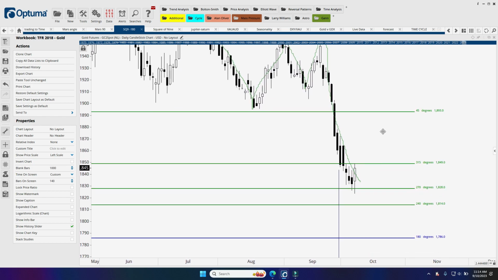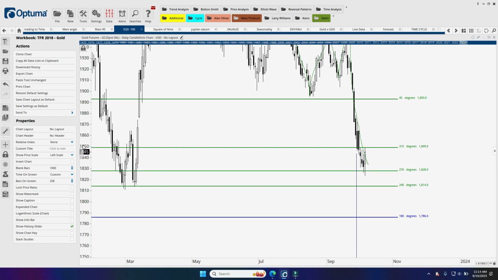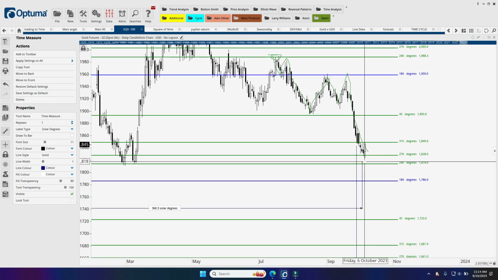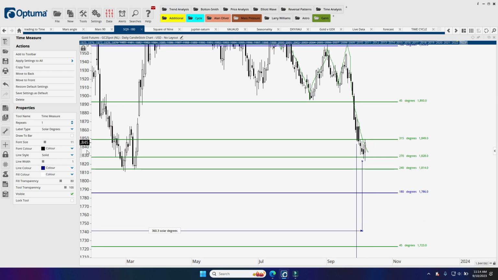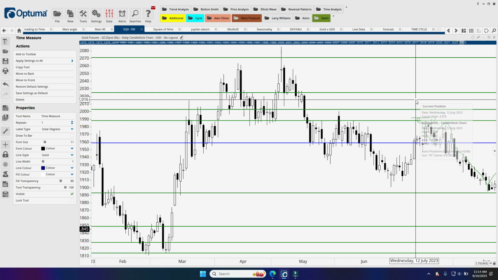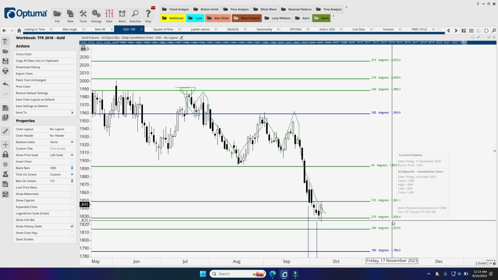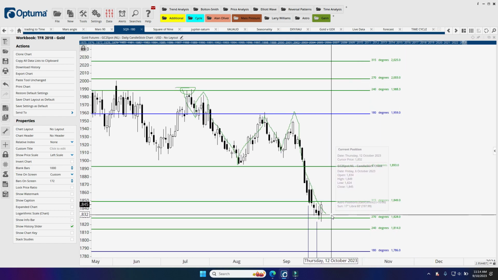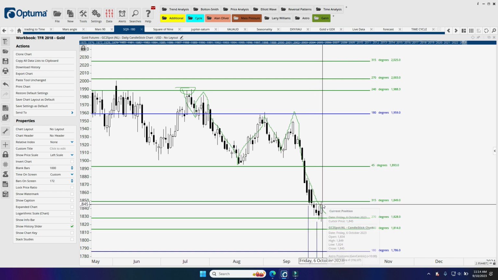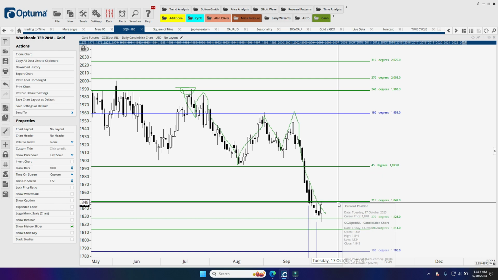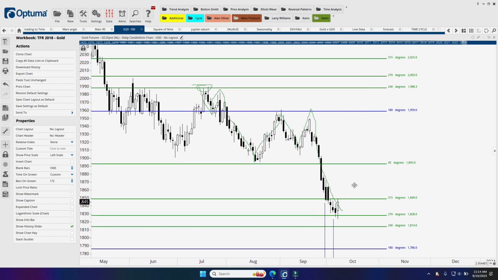Okay, so what happened next was basically a move in to the next angle and the next time count. Let me get this chart fixed up. And basically on the 270 degree angle, I went long again. And as we can see that today, the market is around 1850.